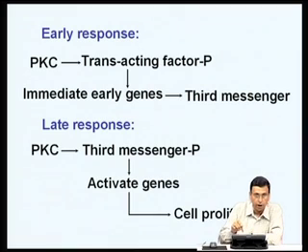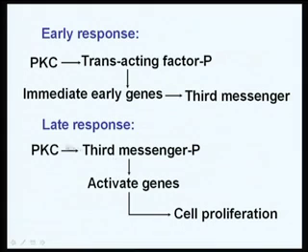These immediate early gene products are often referred to as the third messengers. When the immediate early genes are transcribed, they are translated to specific proteins. Usually these proteins again are transcription factors which are phosphorylated by protein kinase C and therefore activated. They in turn go and activate all the genes involved in cell proliferation. So, activation of immediate early genes as well as activation of genes involved in the late response by protein kinase C marks the mechanism by which protein kinase C promotes cell proliferation.